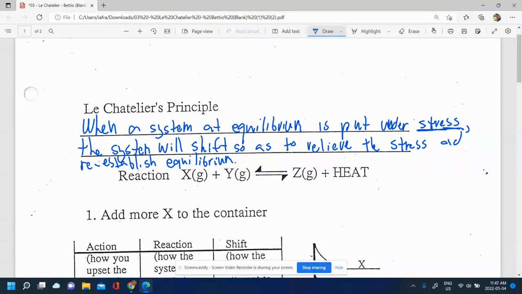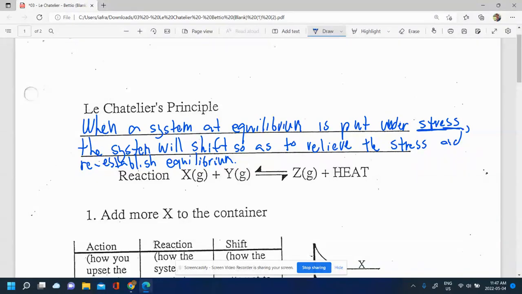that could be a variety of things we'll see later on. So you might, for example, add more reactant or remove reactant, or add more product or remove product. You might change the temperature, for example, or pressure. Those are all different things that you can do to knock a system out of equilibrium. When you do that, the system's going to act to basically counteract that.